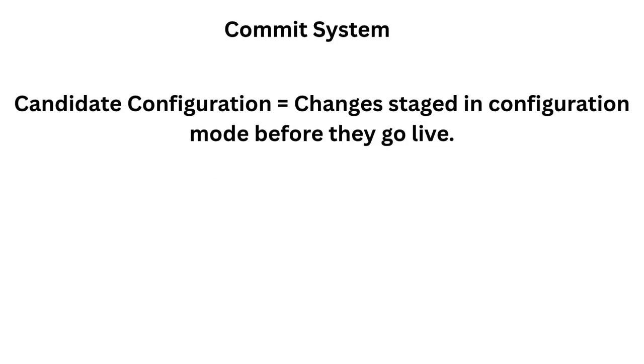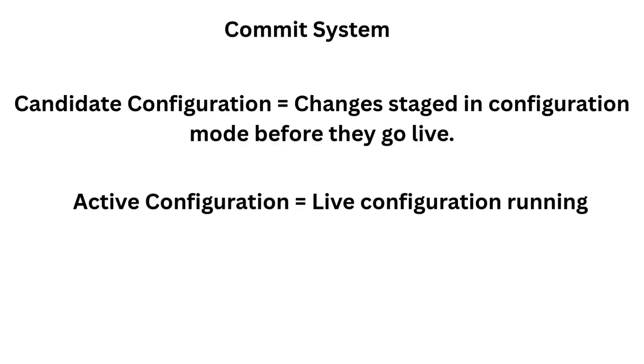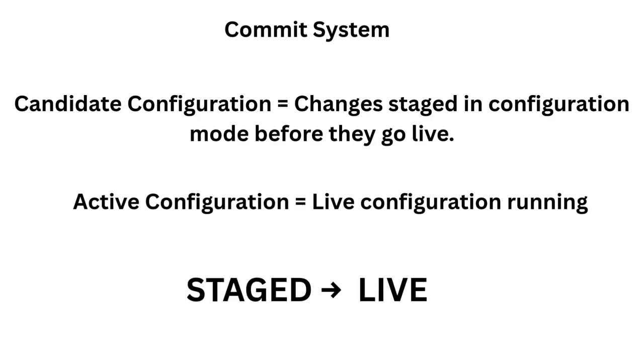Junos has a commit system. Candidate configuration is the configuration you are editing while in configuration mode. Active configuration is your current live running configuration. So your candidate configuration is the staging area, and your active configuration is live. You use the commit command to move your candidate configuration to be the new active configuration. The previous active configuration is stored for future use in case it is needed again.